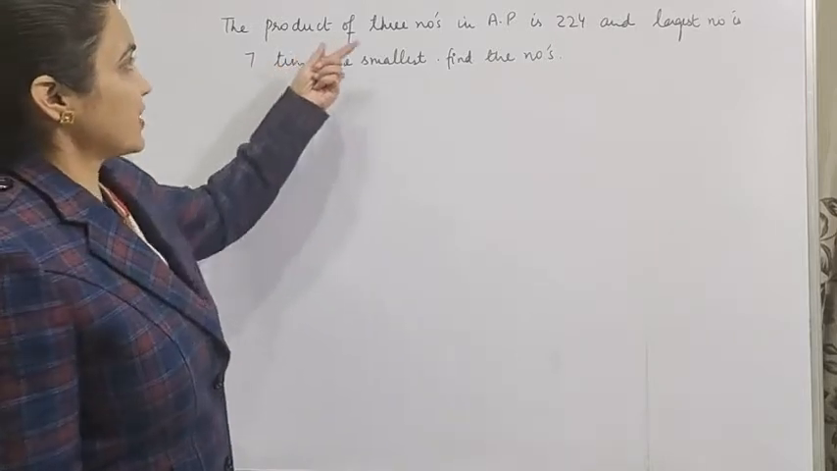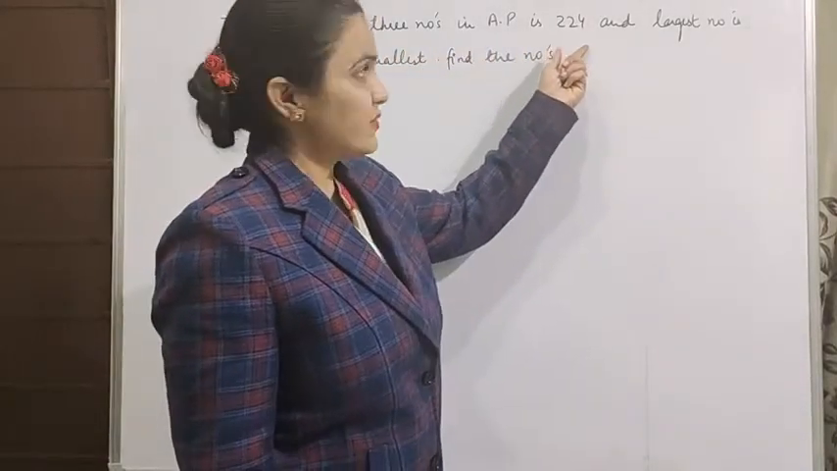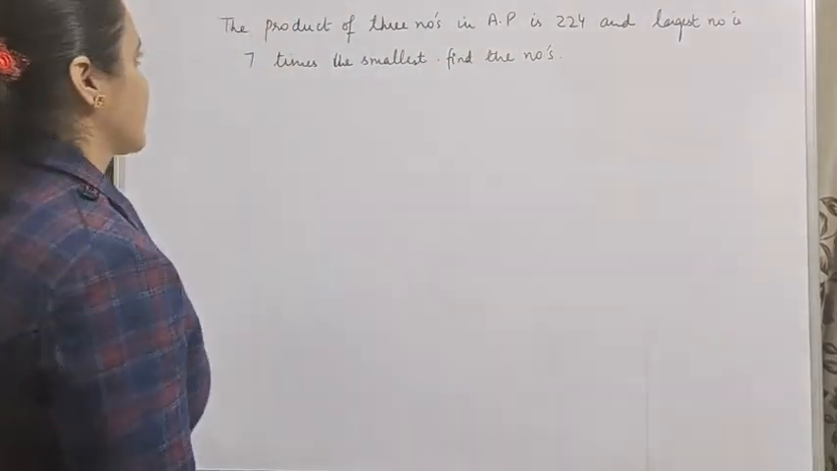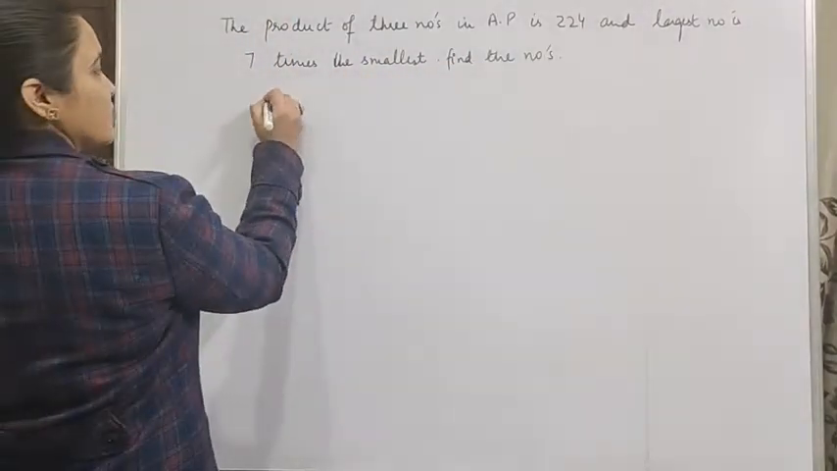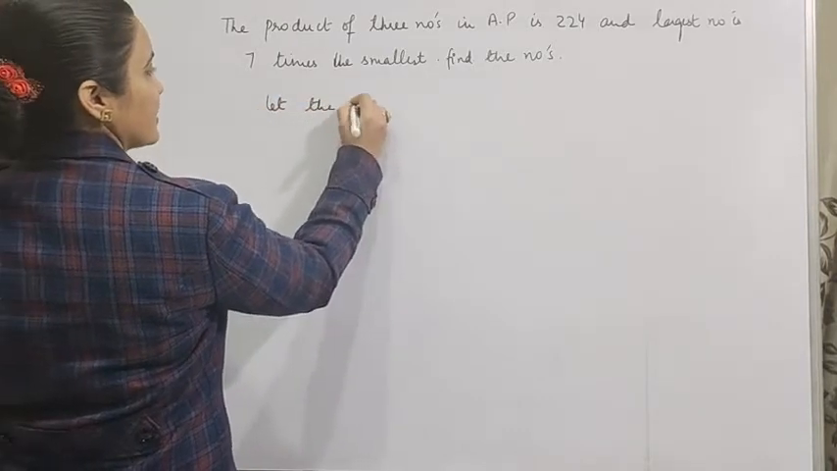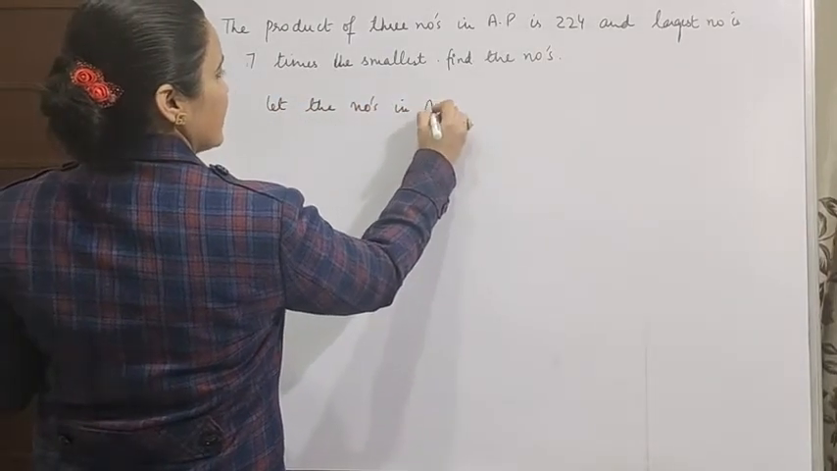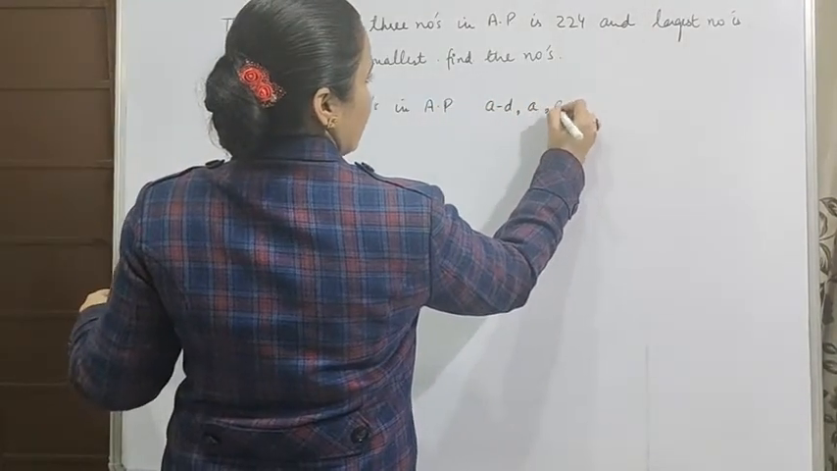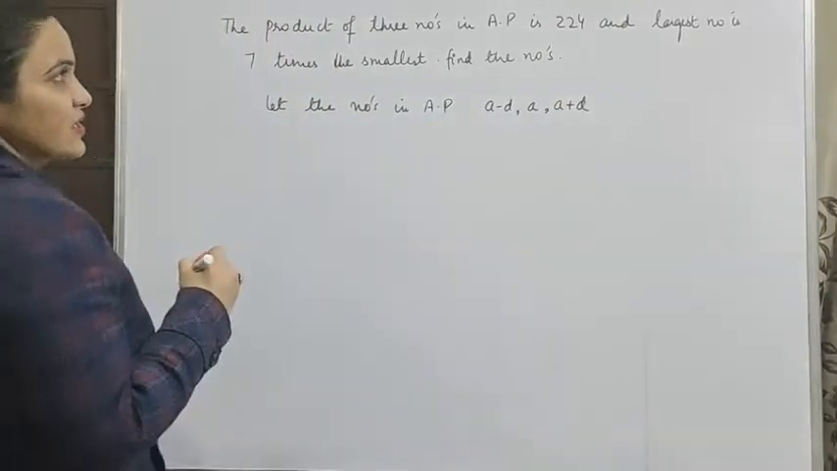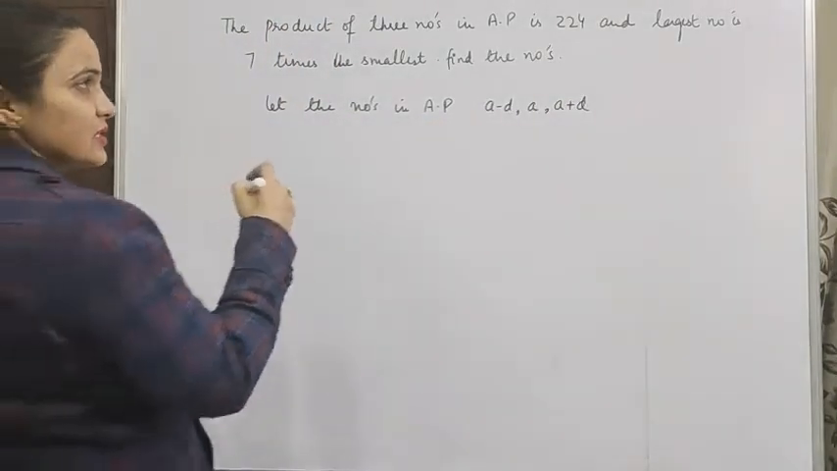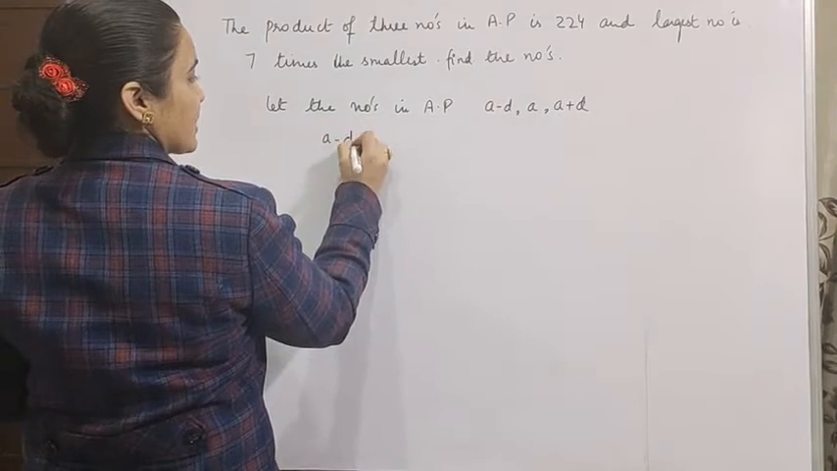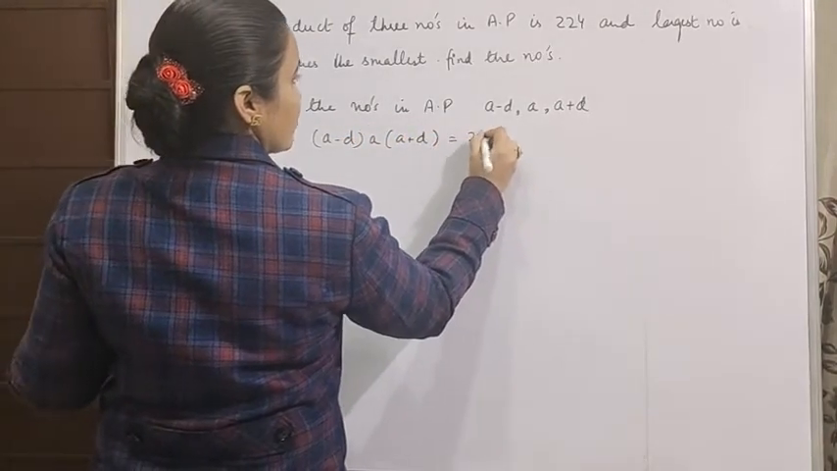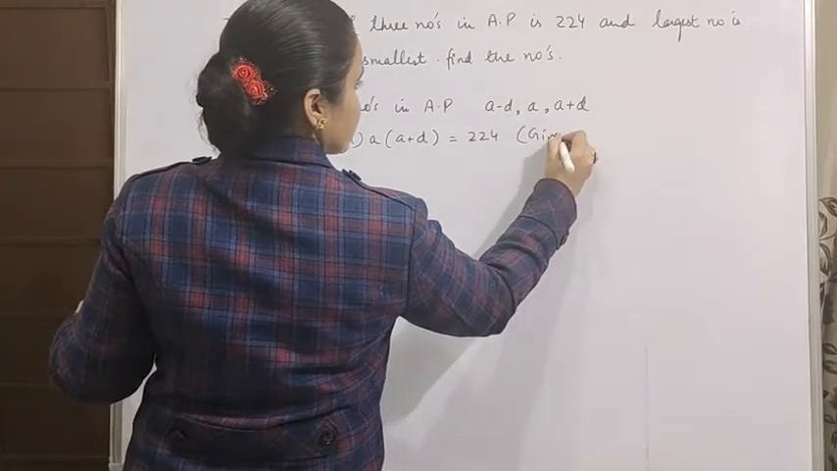Next question. The product of three numbers in AP is 224 and the largest number is 7 times the smallest. Find the numbers. So we have the product of three numbers. So let the numbers in AP be a minus d, a and a plus d. So the first condition is the product of these numbers is 224. So a minus d multiplied with a and a plus d is equal to 224. This is given to us.